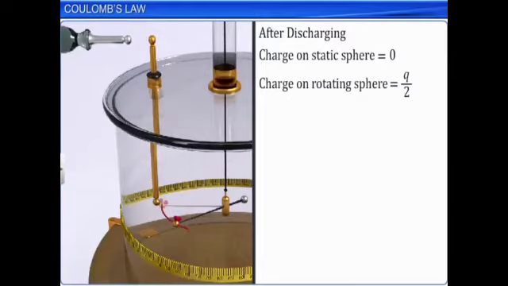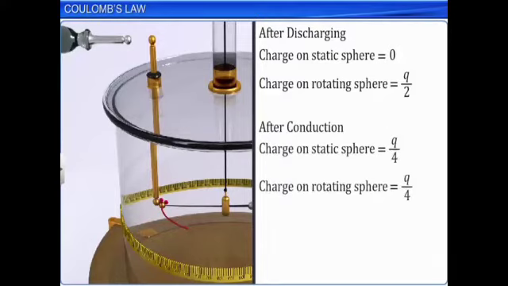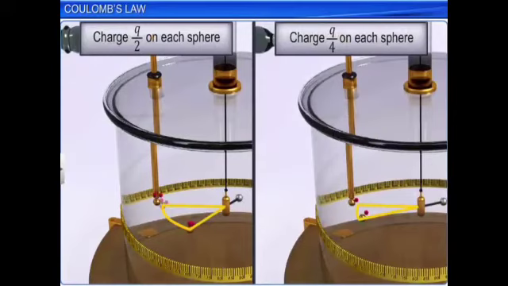To recharge the static sphere, the rotating sphere is brought in contact with the static sphere using the micrometer screw. Again, due to conduction, the spheres now have a charge Q/4 each. As both the spheres are identically charged, they repel each other. However, the angle of deflection observed is lesser than the previous observation for charge Q/2 on each sphere. Therefore, it can be concluded that as the charge on the spheres decreases, the force of repulsion between them also decreases.